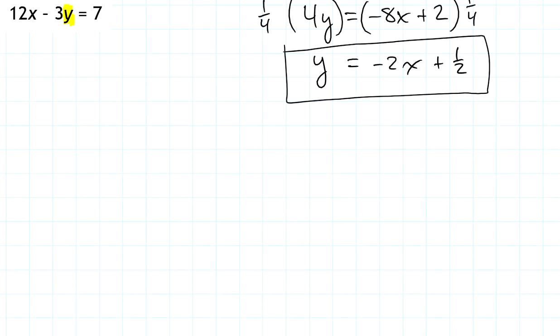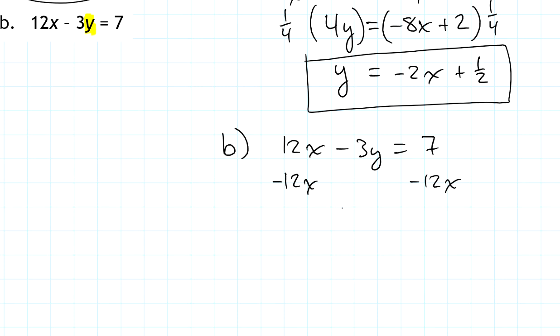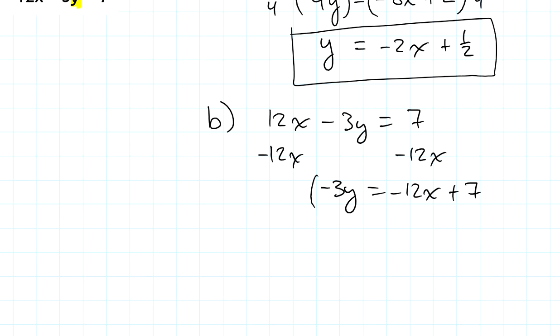Well, let's do b. On b, we're going to go ahead and rewrite. I'll just write it here. It was 12x minus 3y, and that equals the number 7. Again, if we're isolating y, I'm going to go ahead and start by taking away 12x from each side. On the left-hand side, I have negative 3y, and that equals negative 12x, and then plus 7.